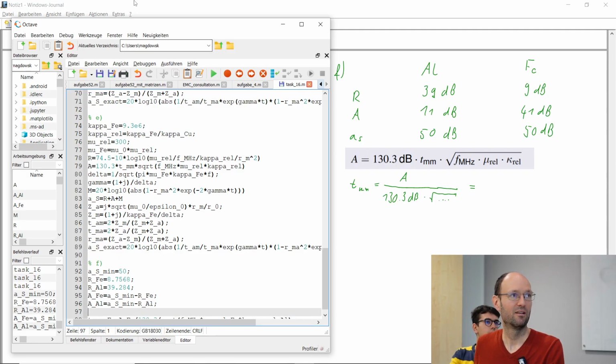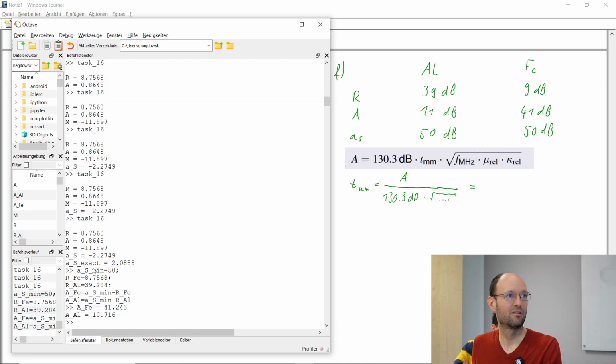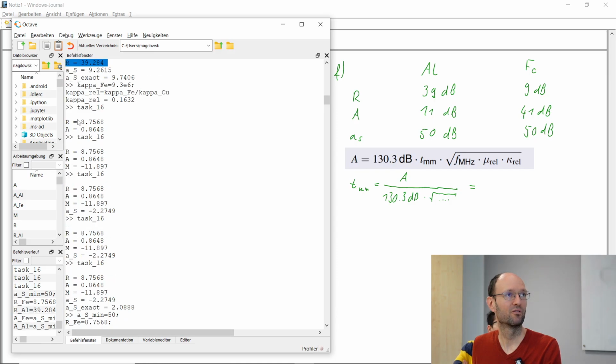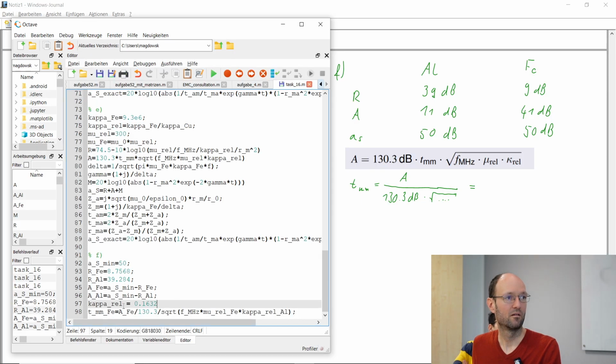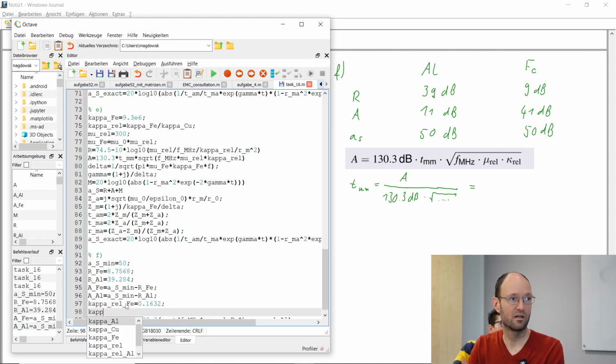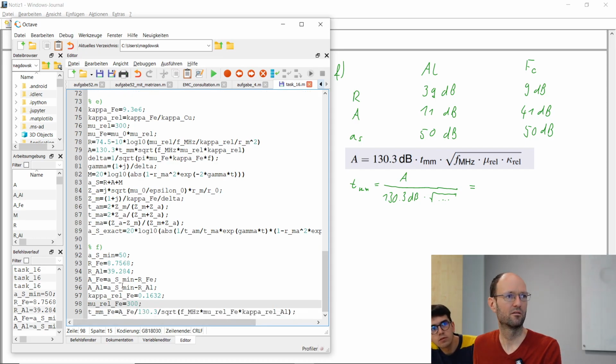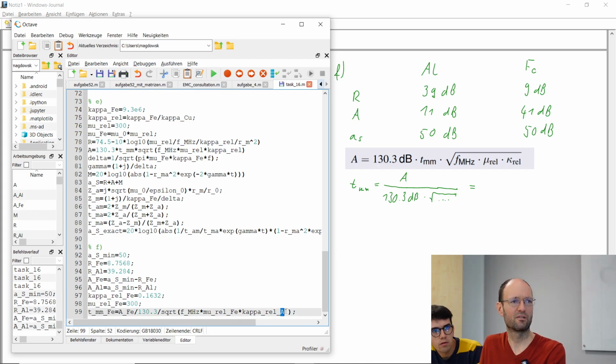So let's check if we find these values here somewhere. This was the kappa relative of steel. And the mu relative of steel is 300. And in the square root, it's aluminum? In the square root, it's aluminum. Okay. And this should, of course, be steel.